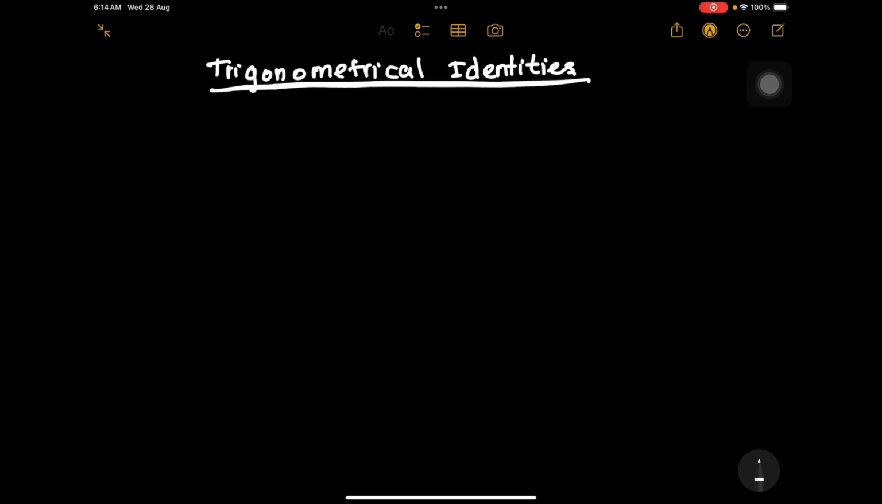Today we are going to learn about the trigonometrical identities. What does trigonometrical identity mean? Basically, these are equations which you have to memorize, and first of all we are going to see how they all came about.